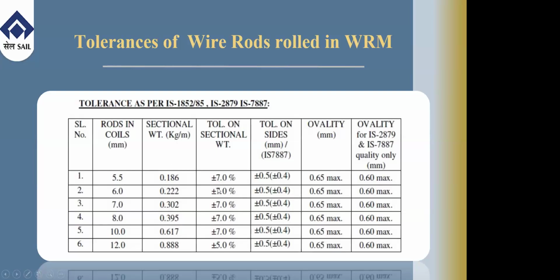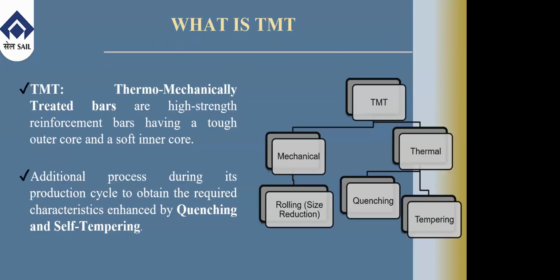And the tolerance on the size of the wire rod is plus or minus 0.5, and the ovality should be 0.65 max. We try to make the wire rod coils follow this tolerance level, and they should not cross this tolerance level. As everybody knows the TMT, but still I will talk about the TMT.